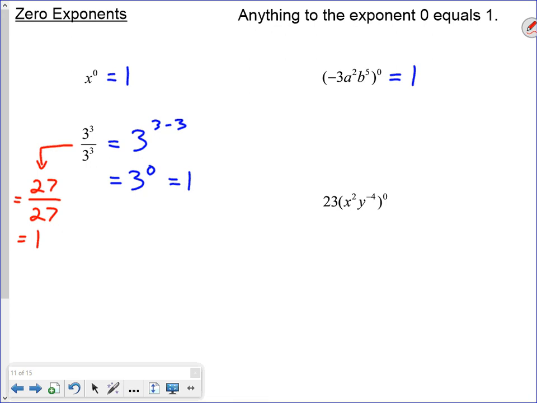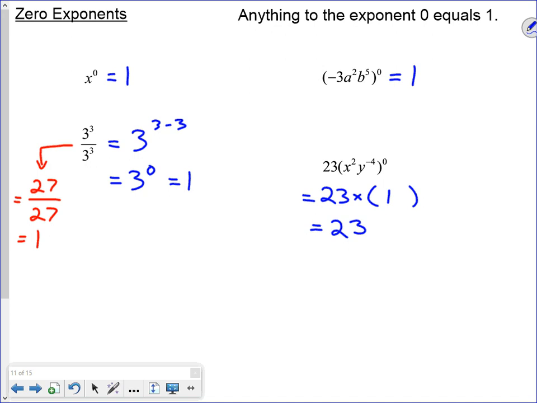The only thing to be aware of is something like this, where I've got 23 times (x squared y to the negative 4) to the power of 0. Remember, we have to use order of operations. So that 23 is multiplied by the stuff in the brackets. So we have to do the multiplication second. We do the exponent first. Everything in brackets to the exponent 0 is just going to be 1. So this is going to be 23. Okay? 0 exponents, pretty straightforward.